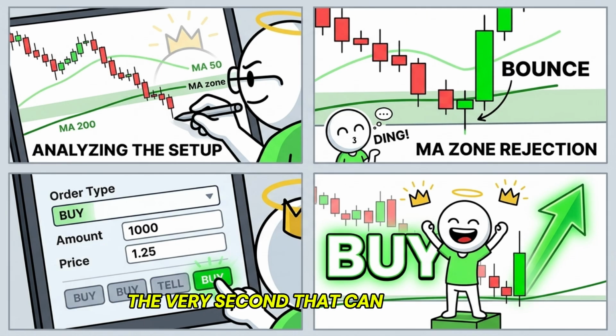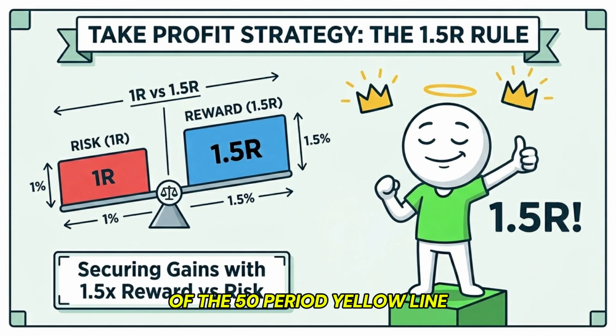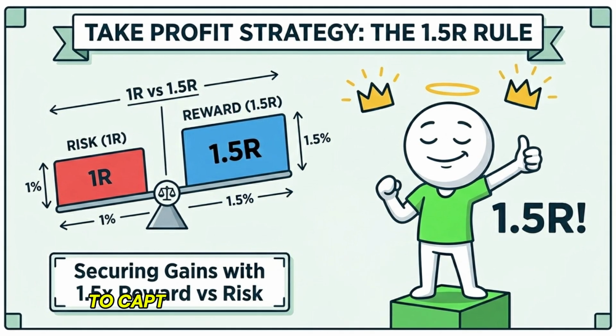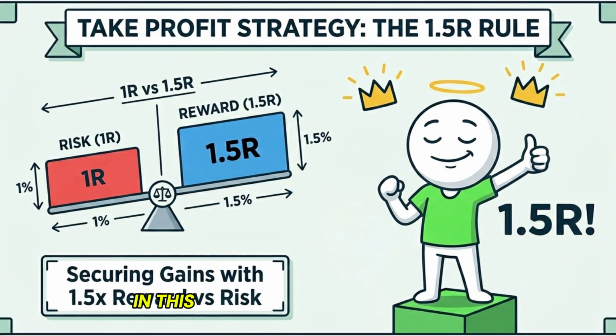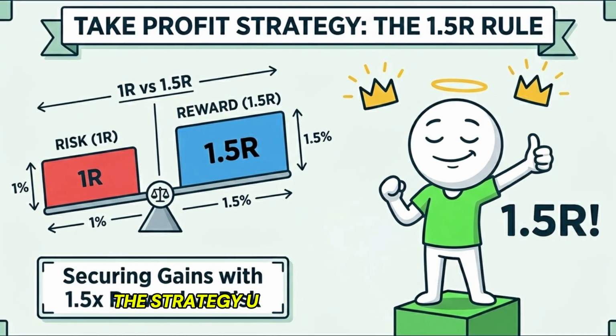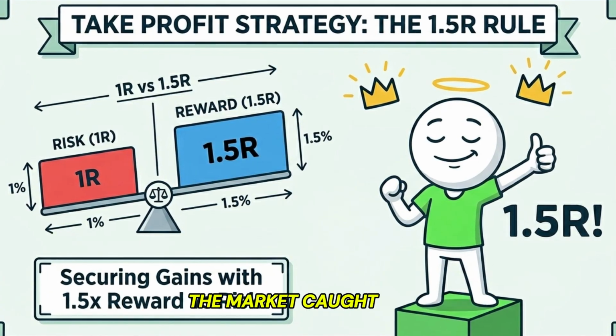The very second that candle closes with the arrow intact, I open a long position. I immediately tuck my protective stop loss right beneath the structural safety of the 50 period yellow line, and I map out my take profit target to capture a precise 1.5 risk to reward ratio. As you can clearly see in this specific historical sequence, the strategy unfolded like clockwork. The market caught a bid, accelerated right into our target, and we successfully walked away with money in our pocket.